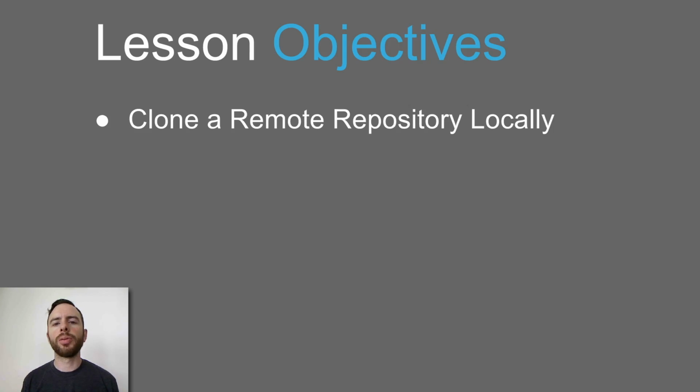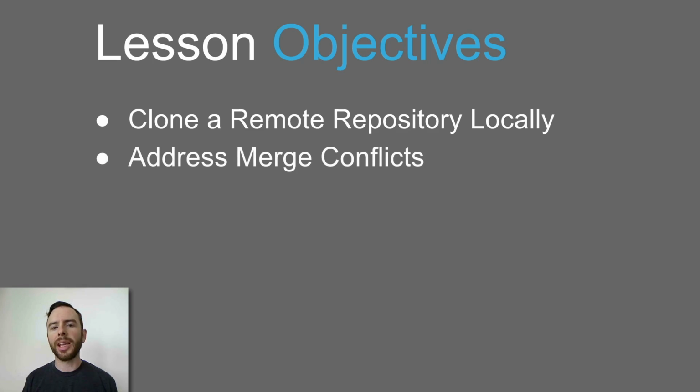A merge conflict happens when you and a collaborator make different changes to the same file. Then you both push those changes to the remote repository. In this lesson, we will address merge conflicts and how to resolve them.